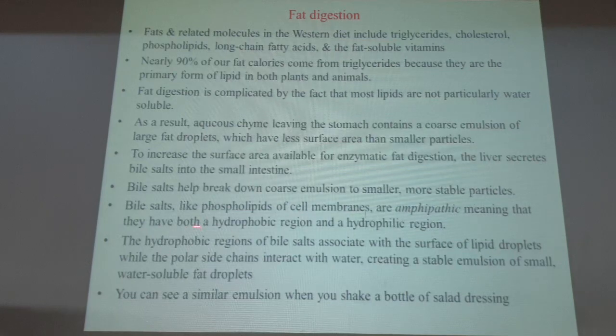Bile salts have both a hydrophobic and a hydrophilic region. We talked about this. The hydrophobic part associates with the surface of the lipid droplets, while the polar or hydrophilic side interacts with water, creating a stable emulsion of small water-soluble fat droplets. We can see a similar emulsion when you shake a bottle of salad dressing.